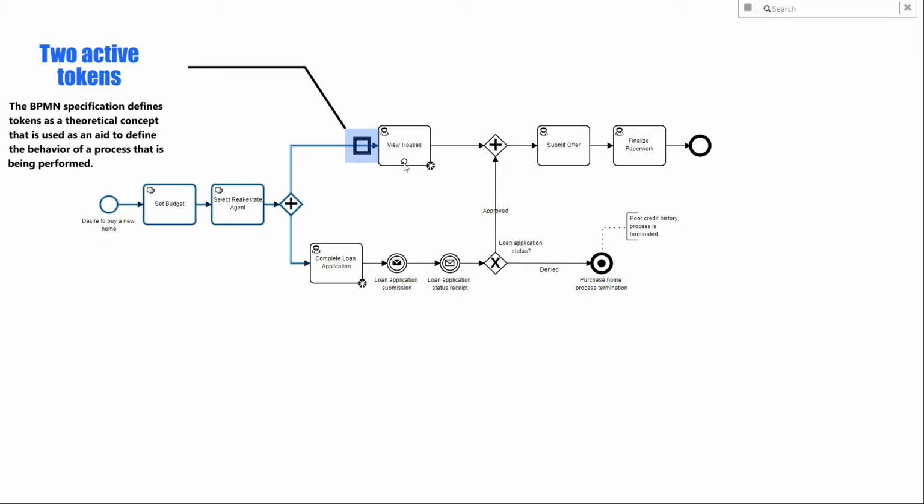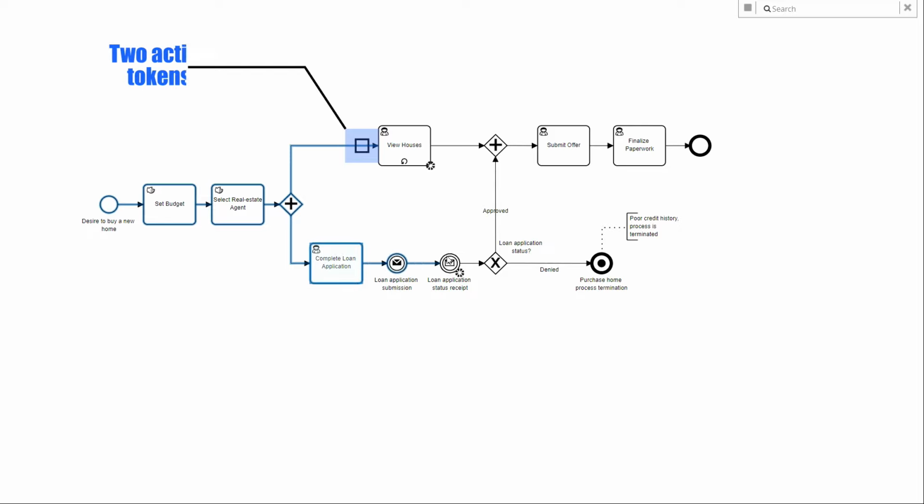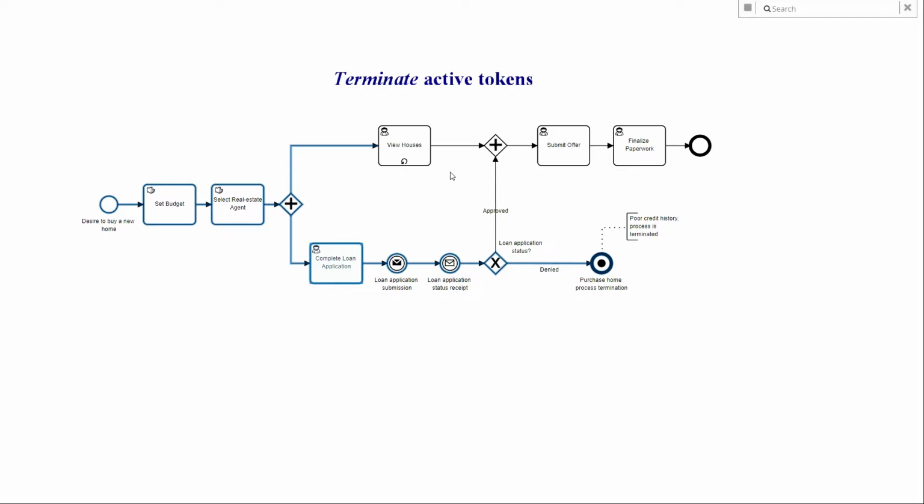So what you see here is our parallel process for a loan application for real estate. We have two active tokens, and as we complete our loan paperwork, we can use the terminate event based on the decision of the loan application to terminate active tokens in the event that our loan application is denied. And so what you'll see here is that that terminate event will actually cancel those tokens and your process will end at this point. A terminate event is just a dark circle within your end event.